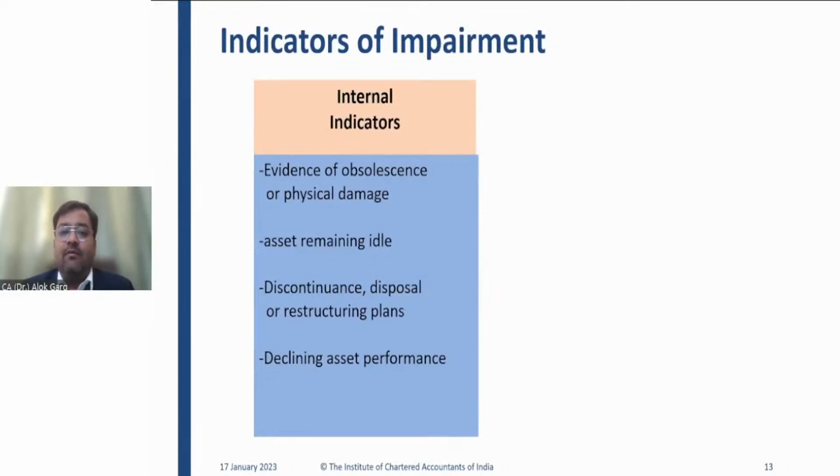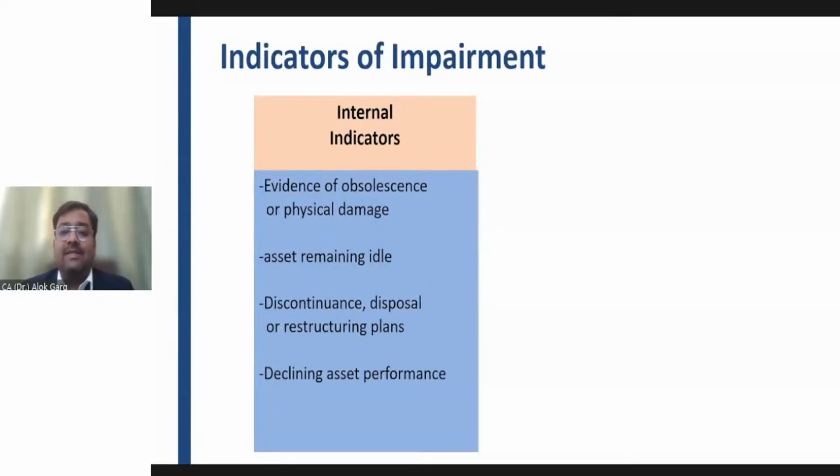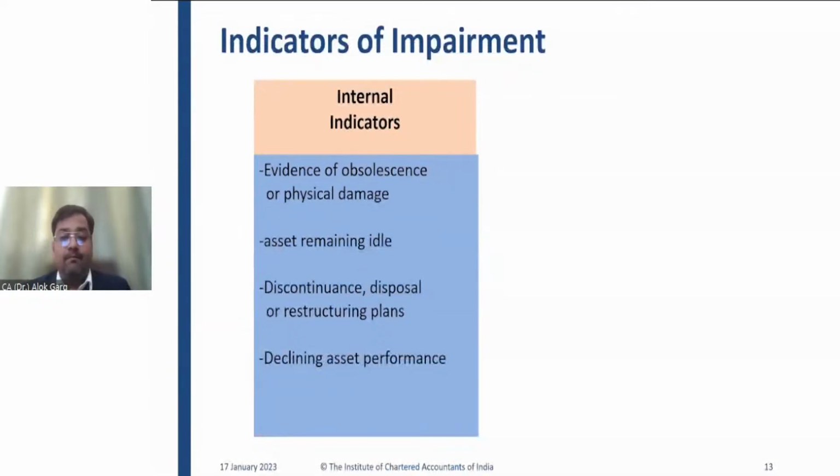So friends, what is an internal indicator and what is an external indicator? Let's talk about the internal indicator first. There is evidence of obsolescence or physical damage, right? Let's say you got a car. The life of the car is 10 years, right? And the car met with an accident. So there is evidence of physical damage.